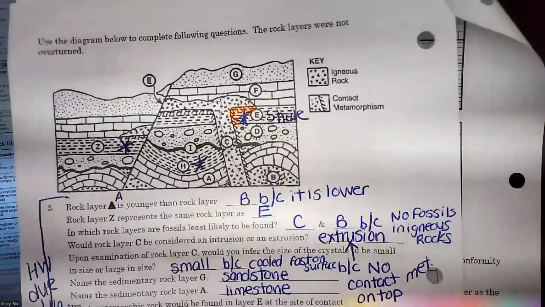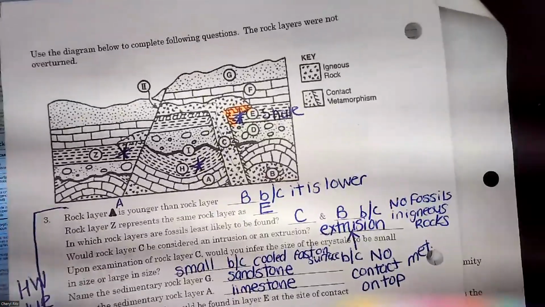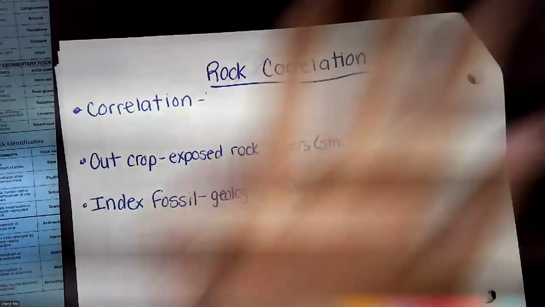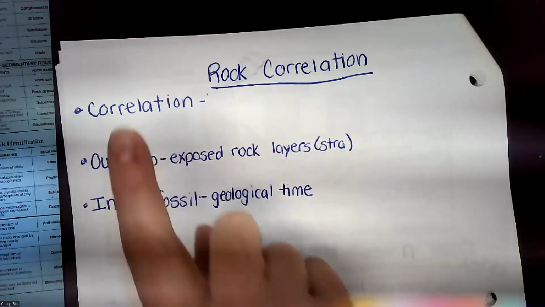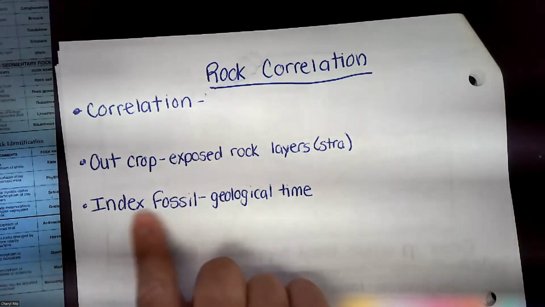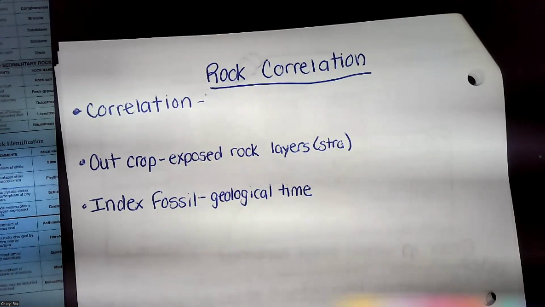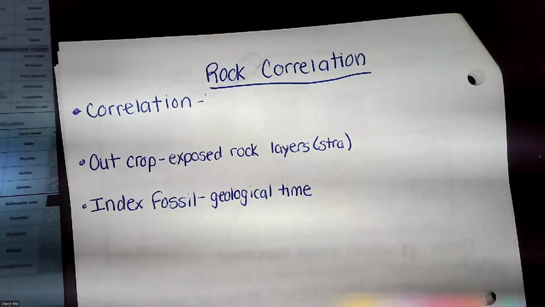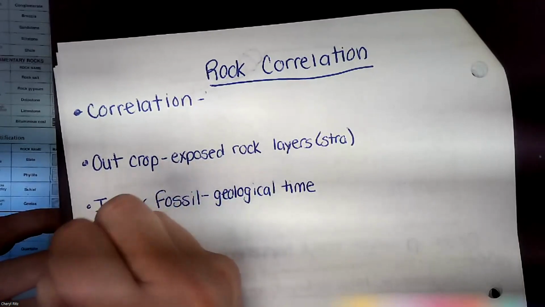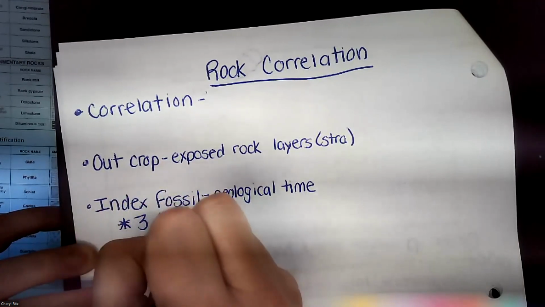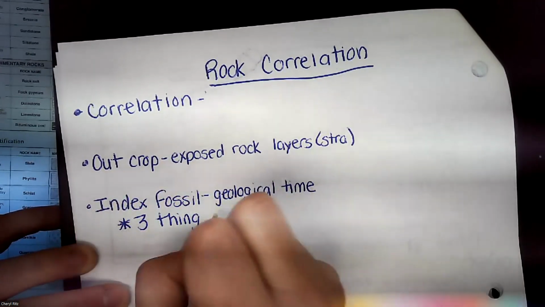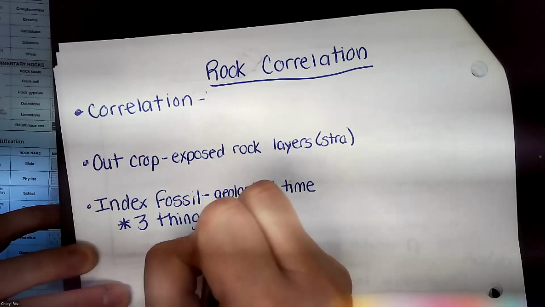All right, so yesterday we were working on adding in notes that I had forgotten. Is this truly all we got to? We did the definition of correlation, outcrop, and then index fossil. Did we write the 3 things that make a good index fossil? Yeah. Okay, so let me add that. 3 things to make.